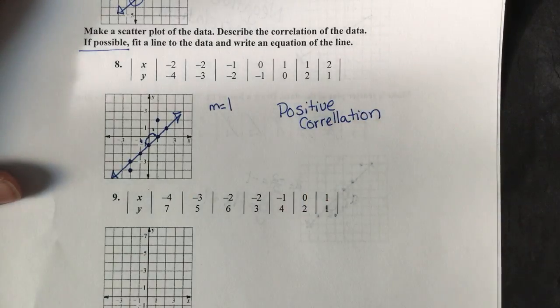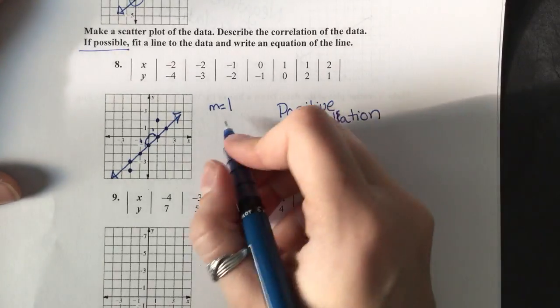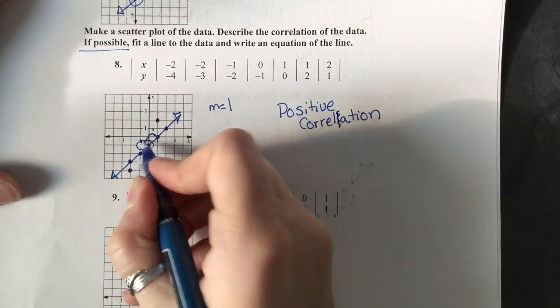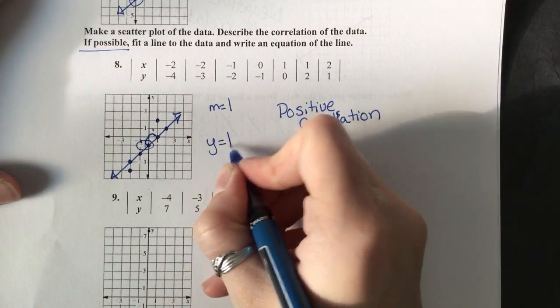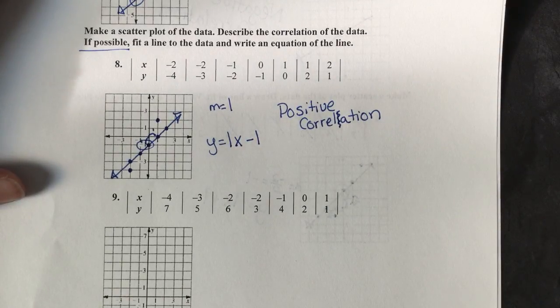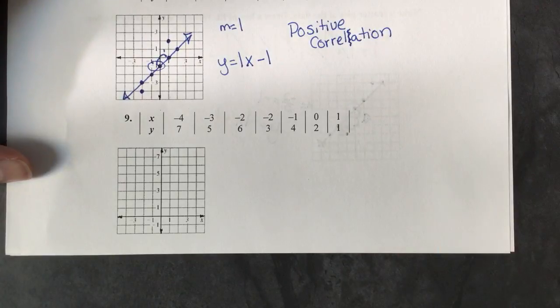Did I just spell correlation wrong? I totally did. Oops. And do I know my y-intercept? Yep, it's negative 1. Y equals 1x minus 1. One of these times we are going to run out of luck with that y-intercept. I know it. Okay, let's try this one.